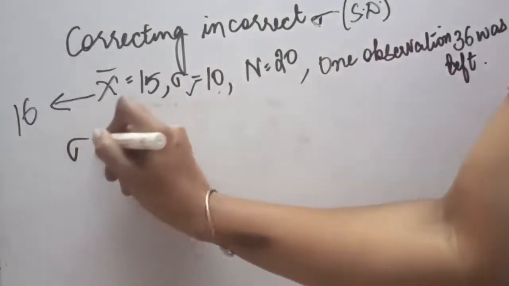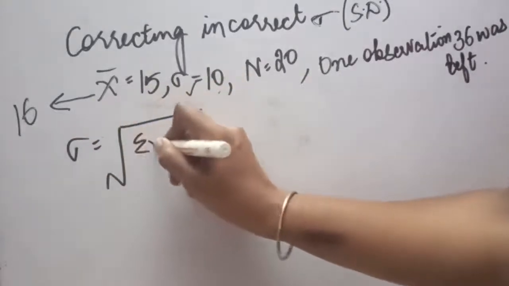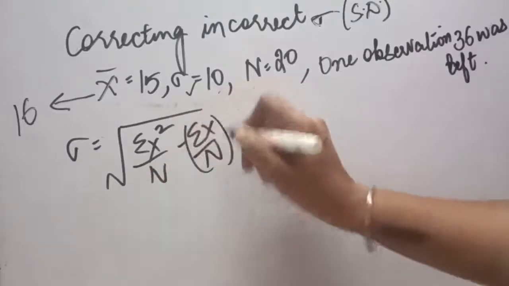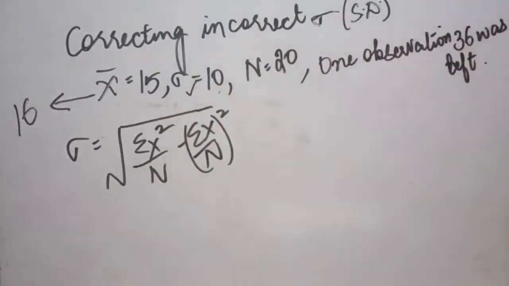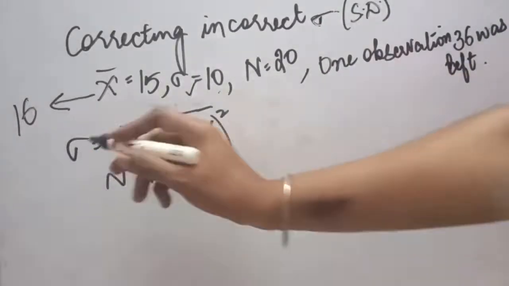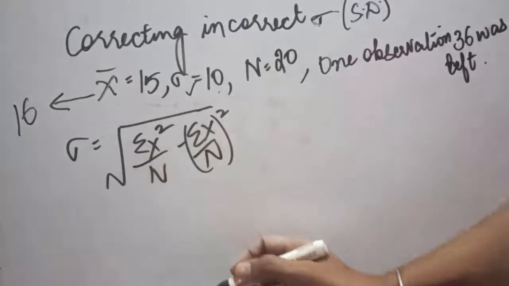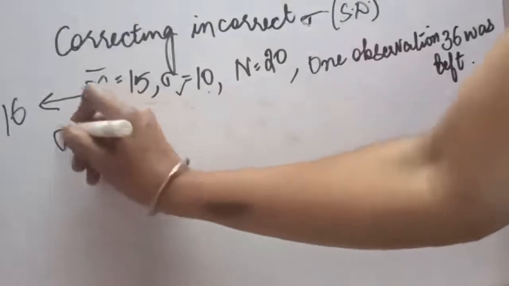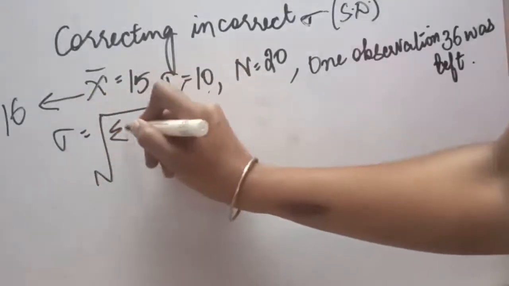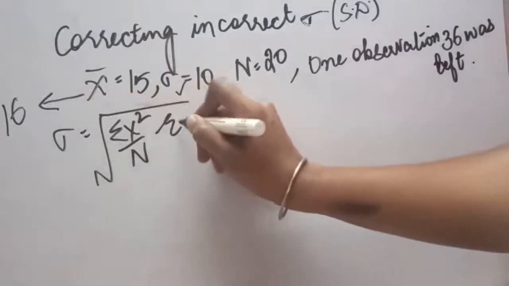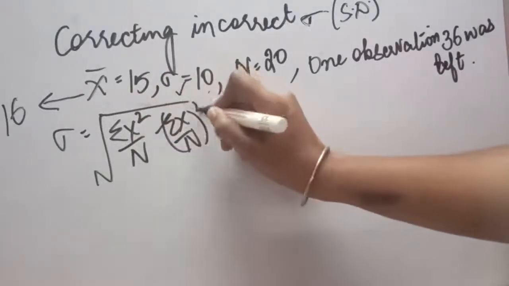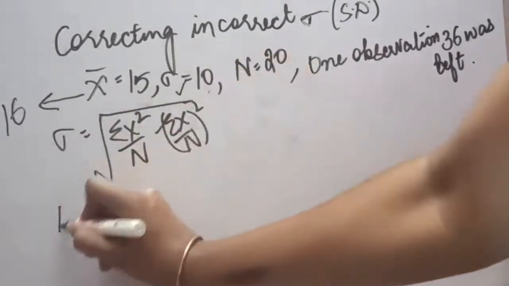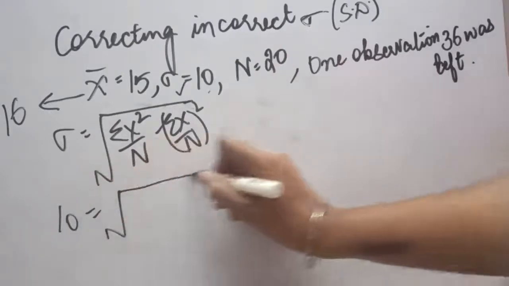Now the formula for a simple standard deviation is this: square root of sigma x square divided by n minus sigma x divided by n whole square. This is the formula for standard deviation in case of an individual series. Now let us put the values here. Standard deviation is 10, which is incorrect. We are putting the incorrect value.